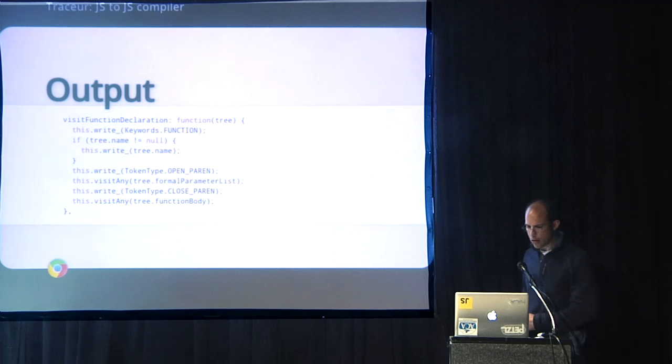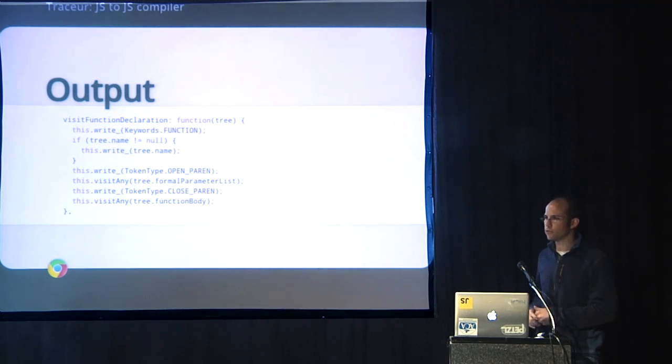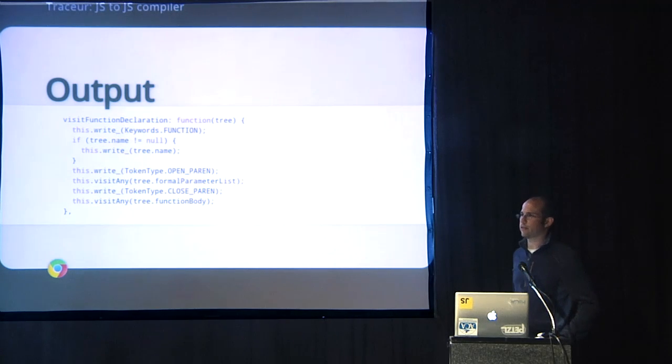And then lastly, output. So once you've transformed your trees, you've got a tree that represents the output that you want. You just turn that output into text. And we've got some simple primitives here, where you just say write. So for a function declaration, you write the keyword function, which is just going to write the text function. If it's got a name, then we write the name. We write an open paren. We visit the formal parameter list, close paren, function body. Again, it's a pretty straightforward system once you look at it.